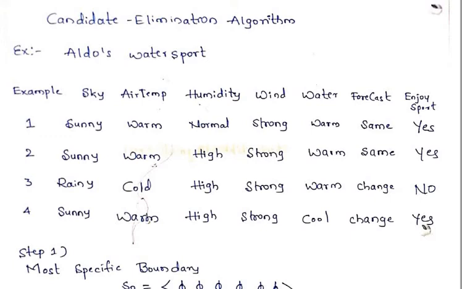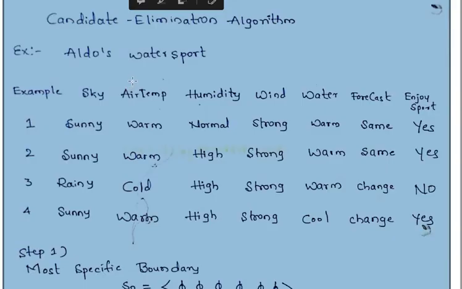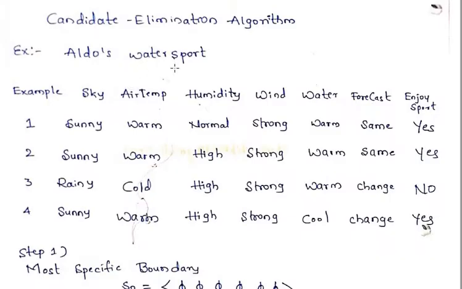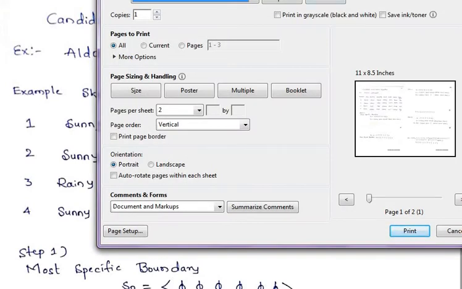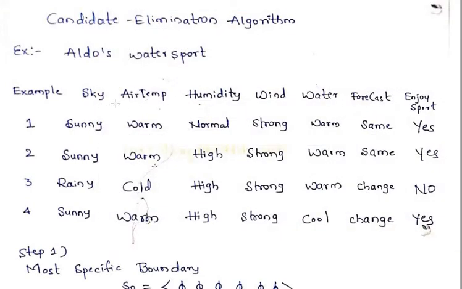Today I will start with the candidate elimination algorithm by taking a very important example from the exam point of view, that is whether Aldo wants to play water sports on a particular day or not. This is a basic example, and we have already studied it in the previous sessions. The example is Aldo's water sports, and we have taken four examples and 6 attributes here.